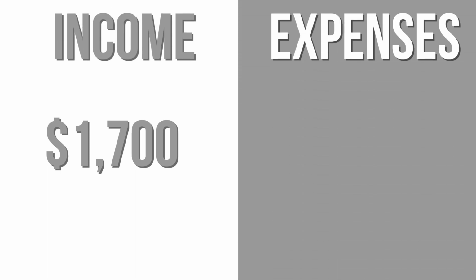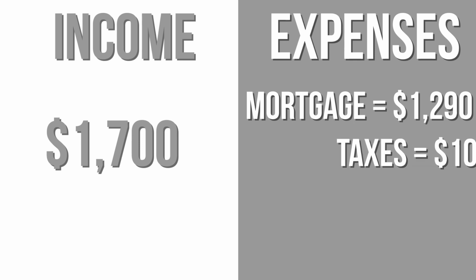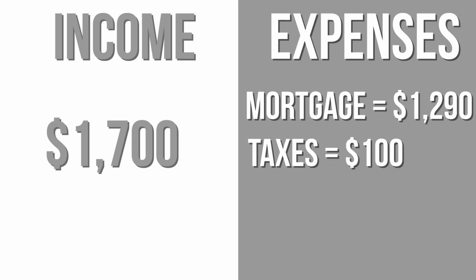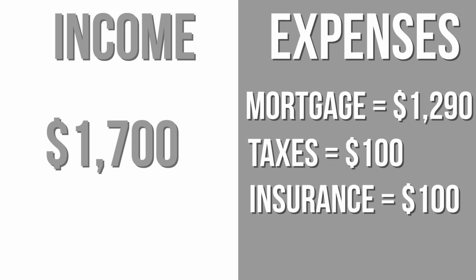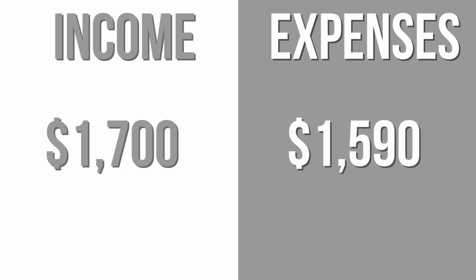Let's look at an example here of a property with rents coming in at $1,700 a month, so that's our income. Monthly mortgage payment of $1,290 a month. Taxes, $100 a month, just to keep this easy. Property insurance, $100 a month, and HOA, $100 a month. So we have the income, which is $1,700, and we now have the expenses, which you add all 4 of those up, and it's $1,590.